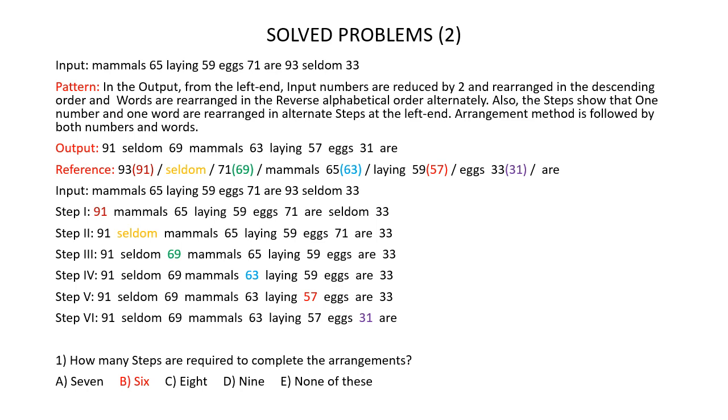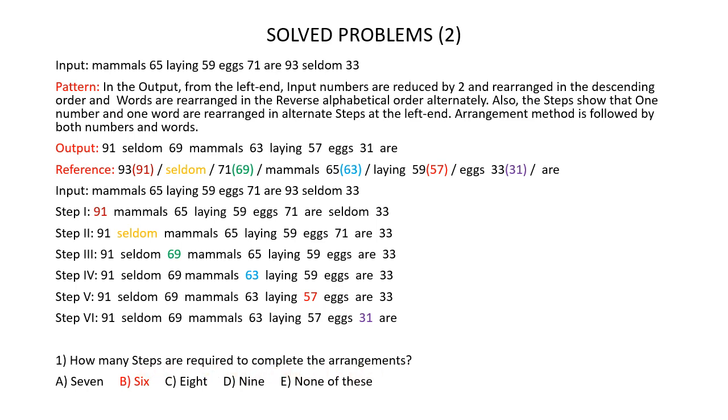Now that all the input words and numbers have been rearranged and we know all the rearrangement steps and the final output, let's answer the given question. Question number 1. How many steps are required to complete the arrangements? Here you are given 5 options and you have to find out which of these options is the correct one. So you have to find out how many steps are required to complete the arrangement.